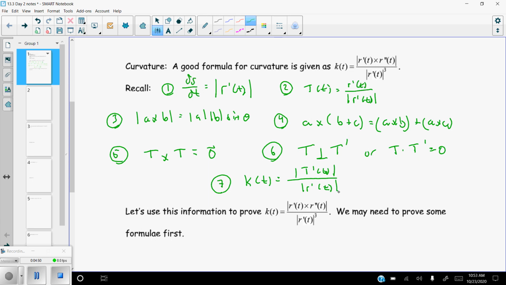I'll try and make sure I highlight that as we go through this proof. So the idea is what we're going to do is we're going to try to build that formula for curvature.